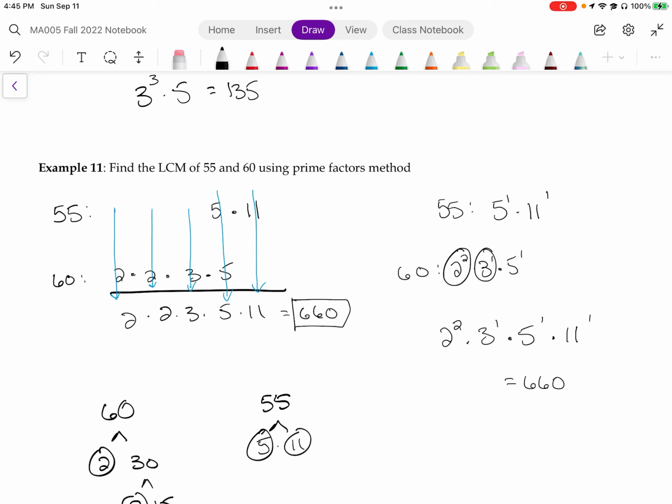So these are the same method. It's just writing it down differently. One, I write it all out in factored form. The other way, I write it out in exponent form and just know I go with the highest exponent. All right, I think that is it.